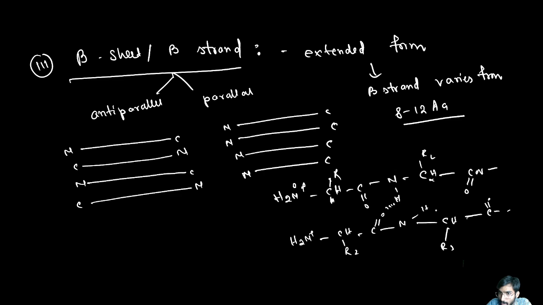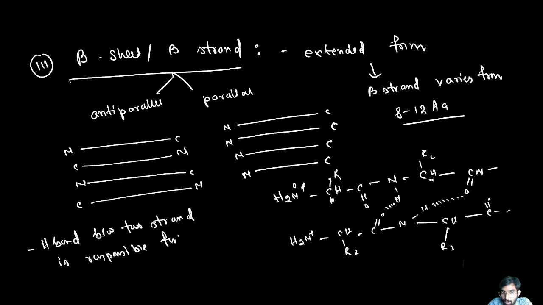So here the hydrogen bond is formed between NH and CO. In the case of alpha helix, the hydrogen bond is formed within the helix. Okay, but here the hydrogen bonds are formed interstrand, sorry, interstrand, not intrastrand. Okay, so the hydrogen bond between two strands is responsible for maintaining the beta sheet.